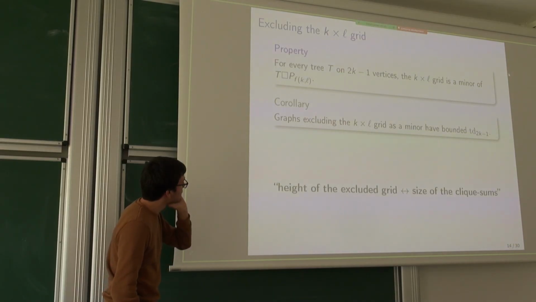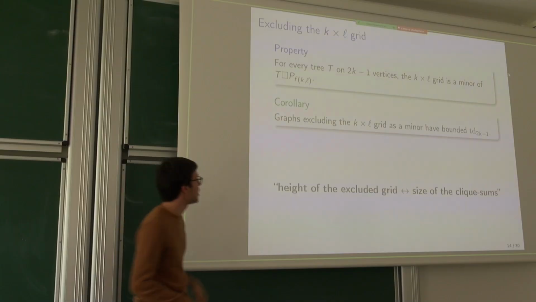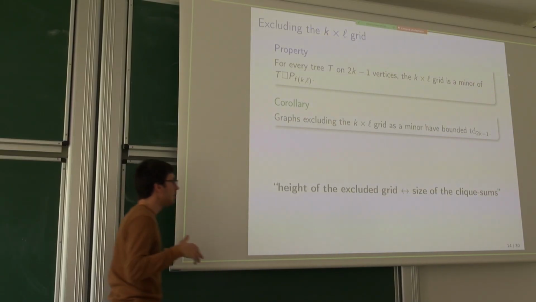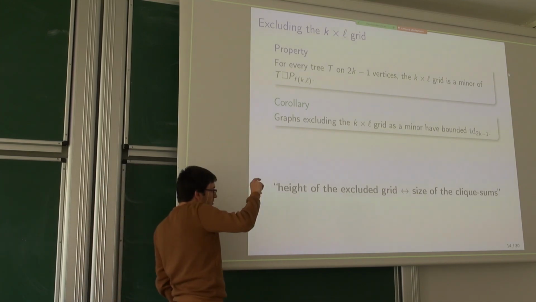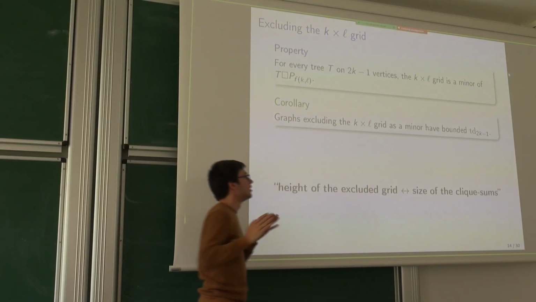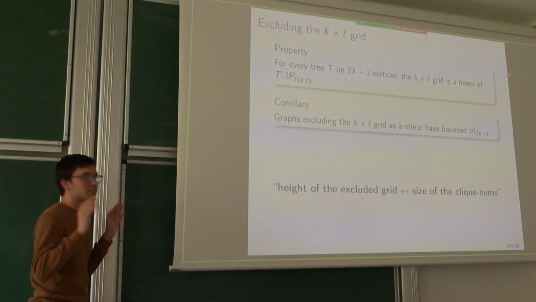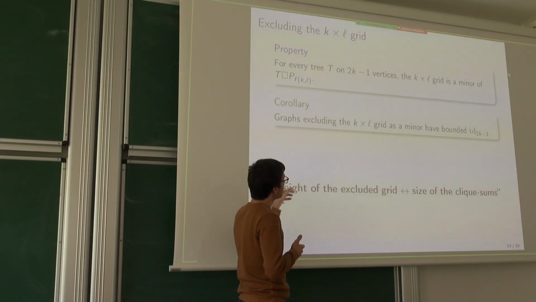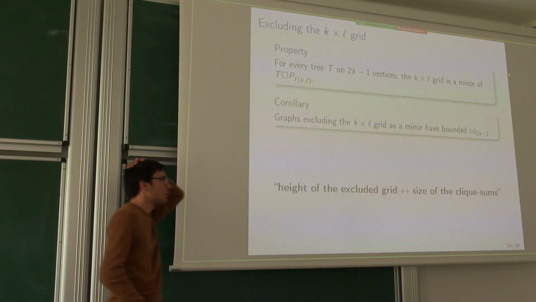And I like to think about it as a correspondence somehow. In the Grid-Minor Theorem, which says that when you exclude a grid, the treewidth is bounded, somehow the height of the excluded grid corresponds to the size of the clique-sums you have to make. So of course, it's in this very specific setting where you can add a vertex and pay just plus 1 for it. But this is really the meaning of this corollary, I think.